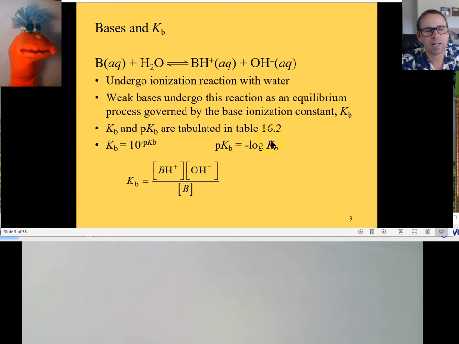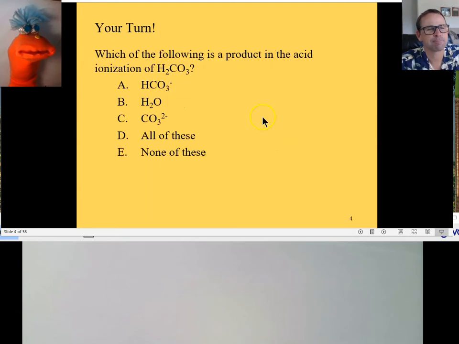pKb is the negative log of your Kb. And again, we have a table of the Kbs for lots of different bases.